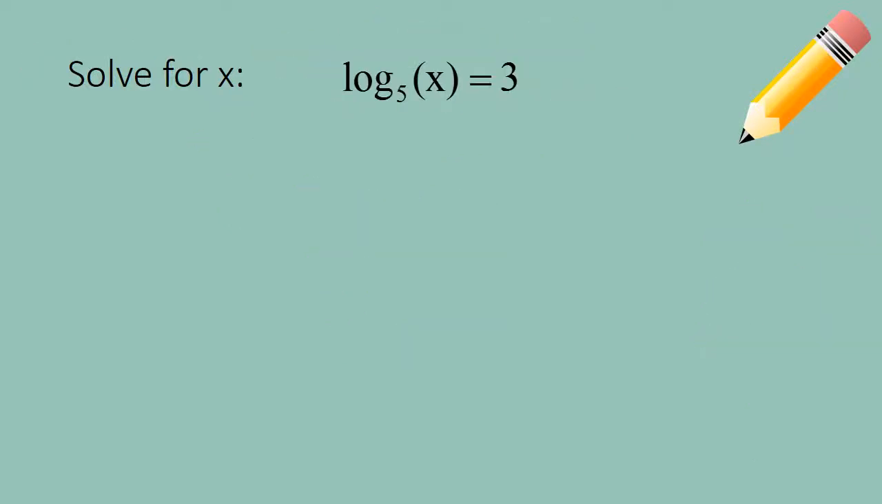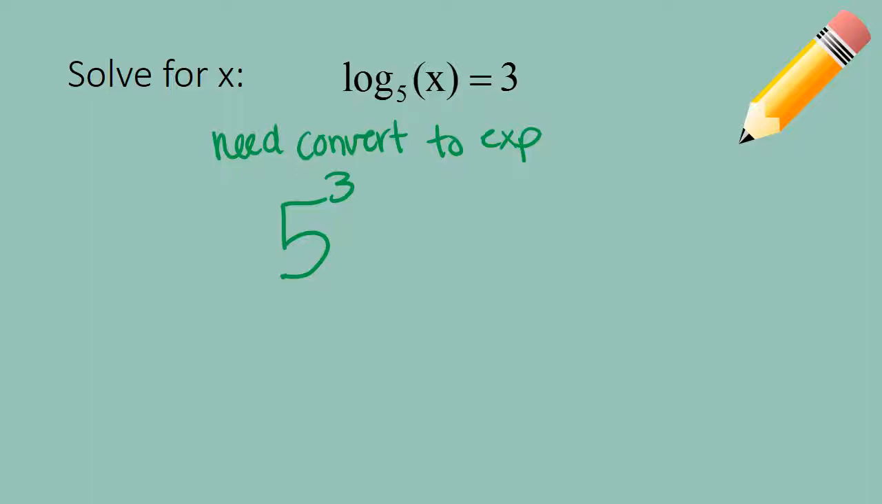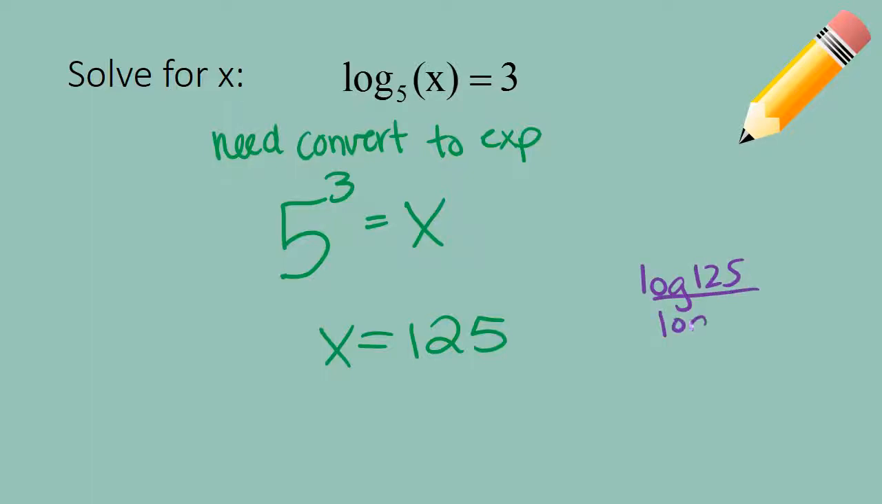All right, let's take a look here. In this case, I don't know how to solve it just as is. I can't type it in my calculator as is. So I'm going to need to convert to exponential. If I convert to exponential, my base becomes my base, my answer becomes my exponent, and what's remaining becomes my answer. Remember that from yesterday's lesson. We actually did some of these yesterday. So in this case, we just need 5 to the 3rd to get 125. Now, I can check again in my calculator if I'm unsure. If I type in log of 125, divide by log of 5, I will end up with 3, so I know I'm right.